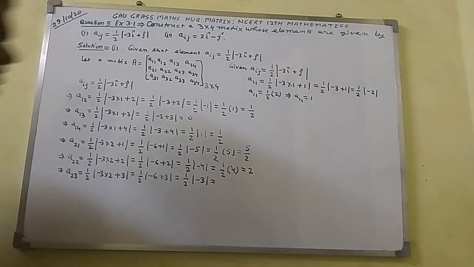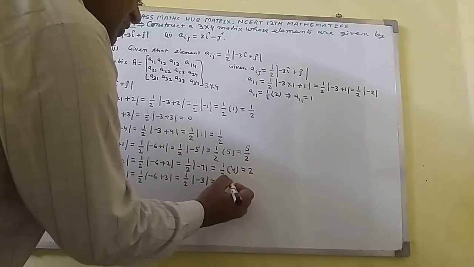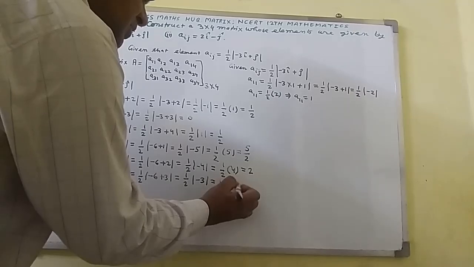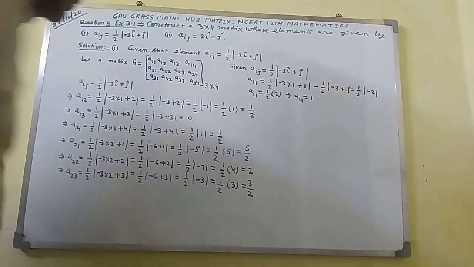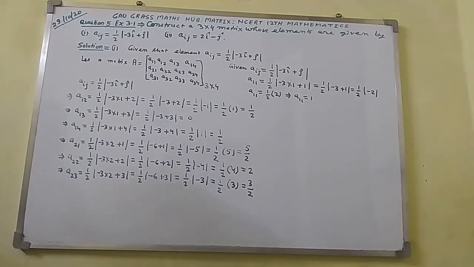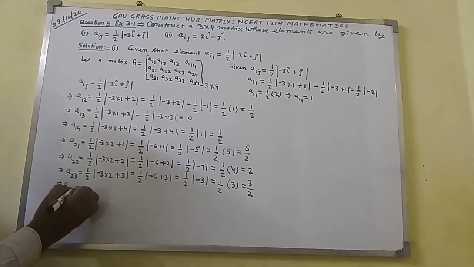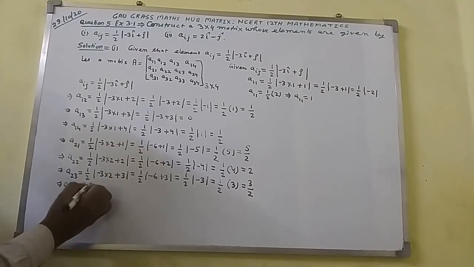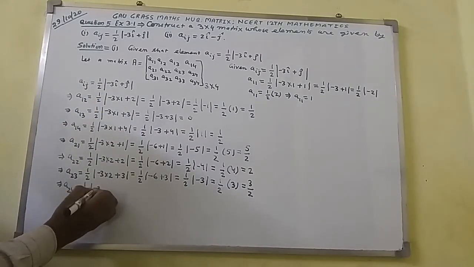Mod of minus 3, you will get 1 over 2 in bracket, you will get 3, which comes out to 3 over 2. Now A input 24: here I shall write A input 24, you will get 1 over 2 mod, and minus 3 is there, so write minus 3.